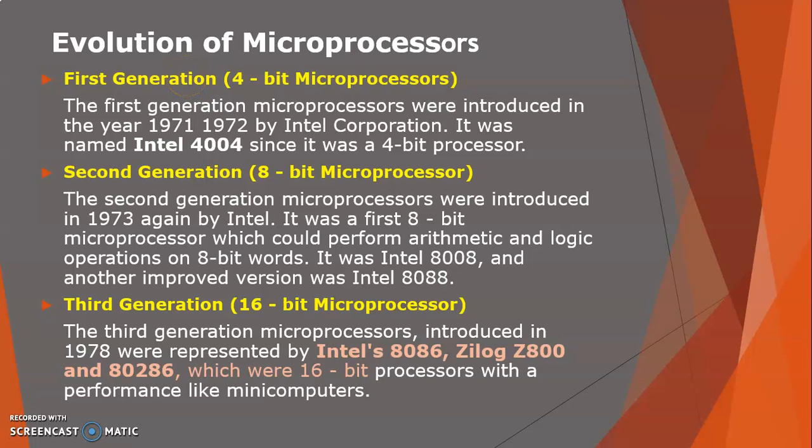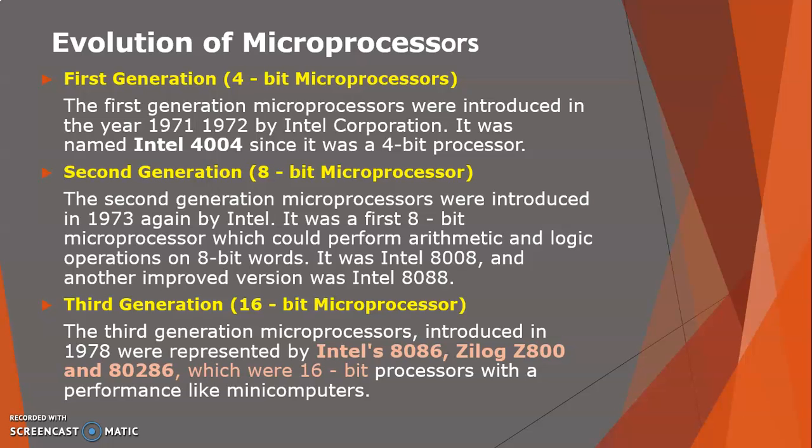First generation, in the first generation we have a 4-bit microprocessor. The first generation microprocessor was introduced in 1971-1972 by Intel Corporation. It was named Intel 4004 since it was a 4-bit processor.